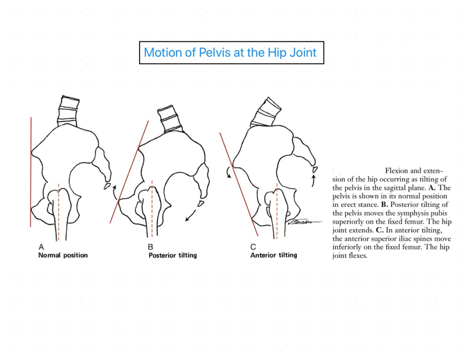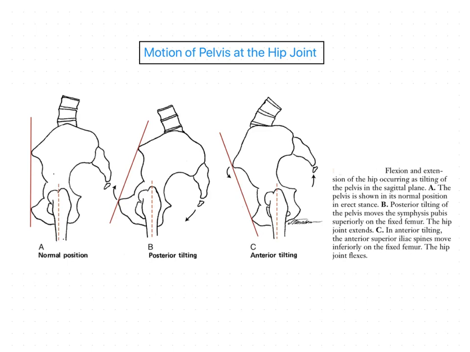Dear students, welcome back. In the previous session, we discussed osteokinematics part 1, that is, the motion of the femur at the hip joint. Now, in this session, we are going to discuss the motion of the pelvis at the hip joint. Normally in the hip joint, the pelvis becomes the proximal segment and the femur becomes the distal segment.